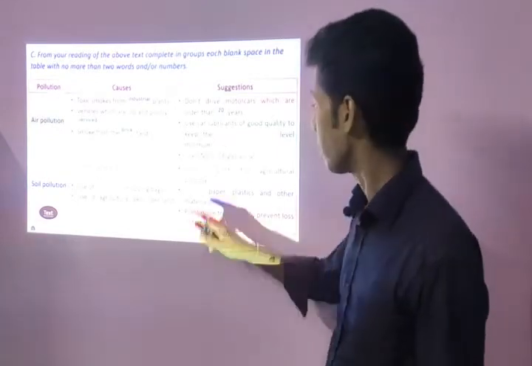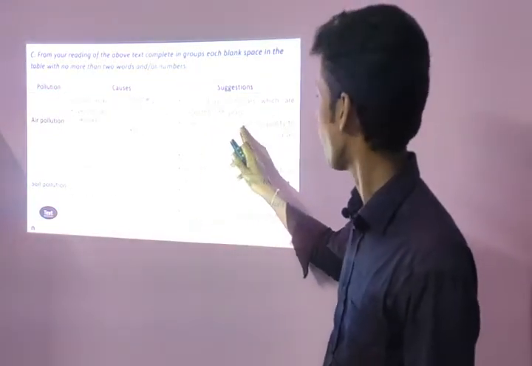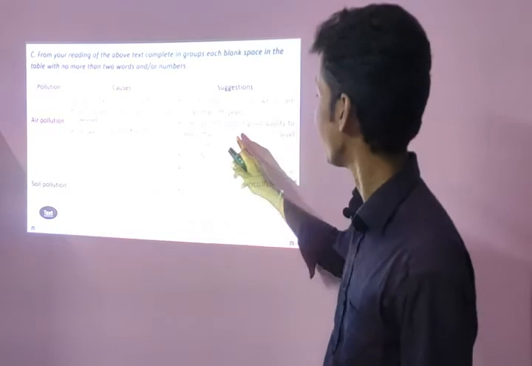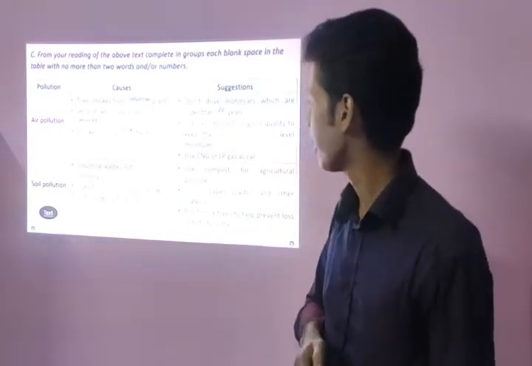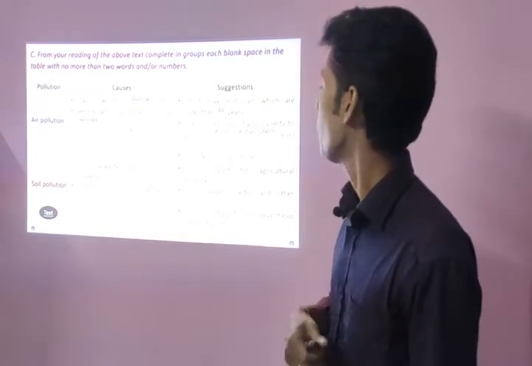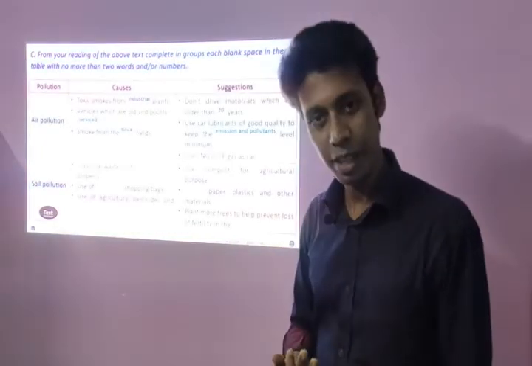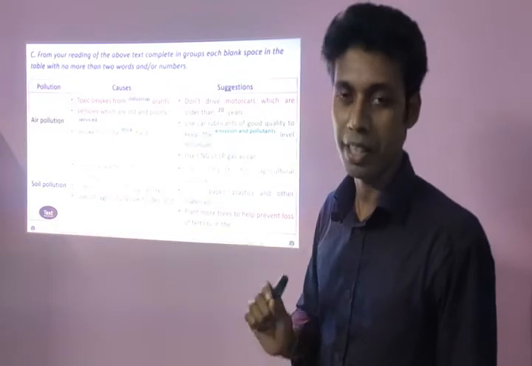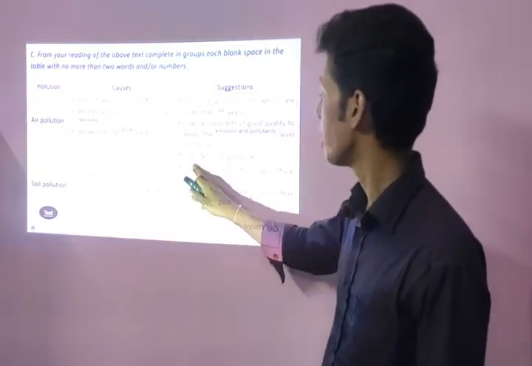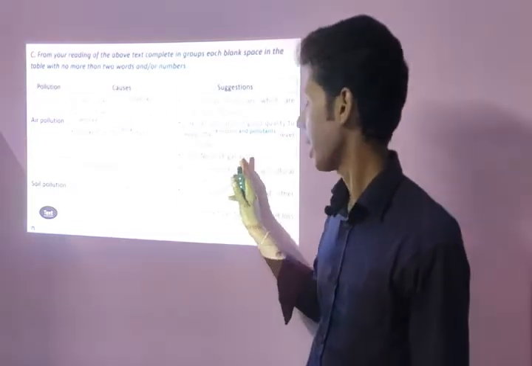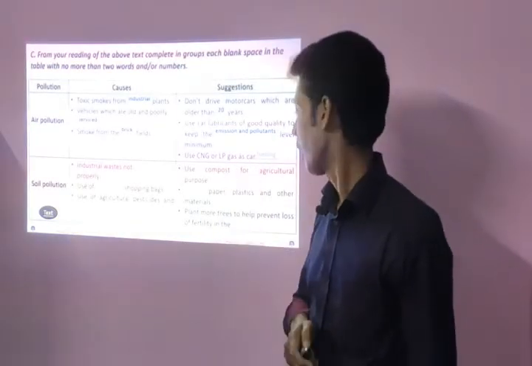Use car lubricants of good quality to keep the dash level minimum. I hope you all have done it. The correct answer is emission and pollutants. Okay. Please note down the right answer. Emission and pollutants. Okay. Third one is use CNG or LP gas as car fueling.